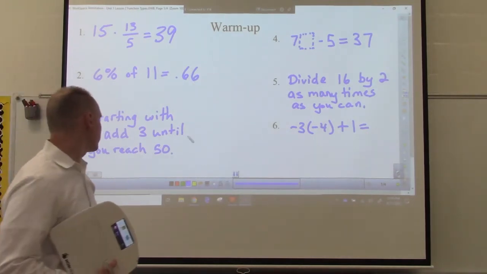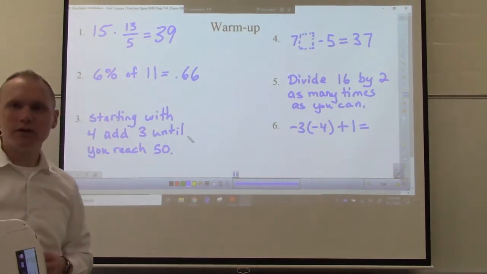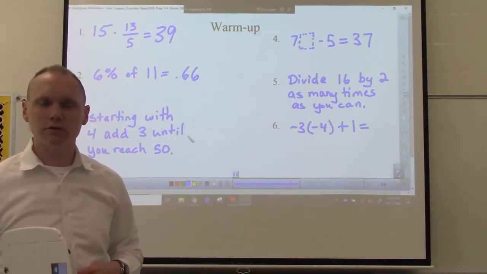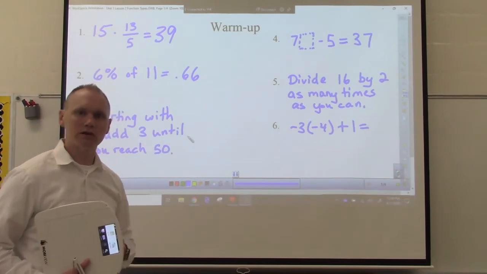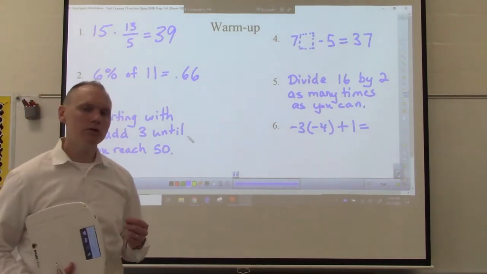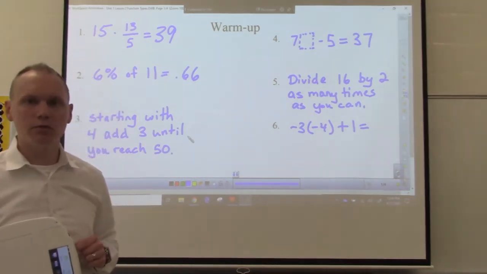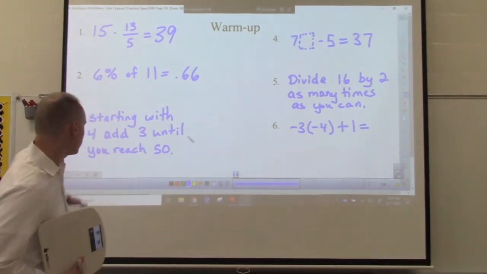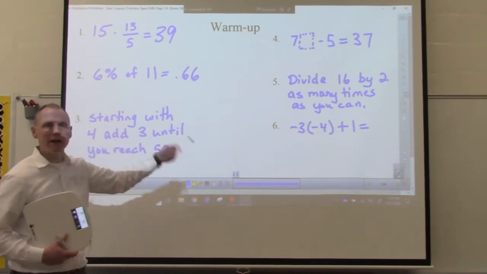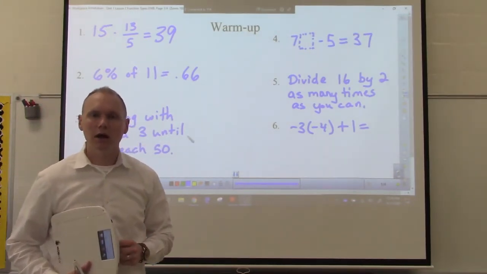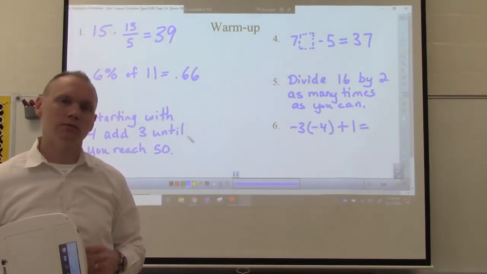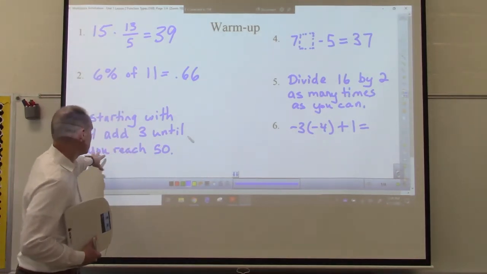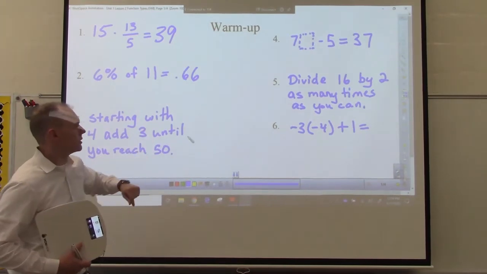All right, number 3, starting with 4, add 3 until you reach 50. Really, that's just to practice our number skills and adding 3 each time. But it should also remind you of something we did previously, that idea of repeated addition. So we're starting with 4, that's our starting value, and then we're adding 3 over and over again until you get to 50. So again, repeated addition, which we're going to eventually call a slope of 3.